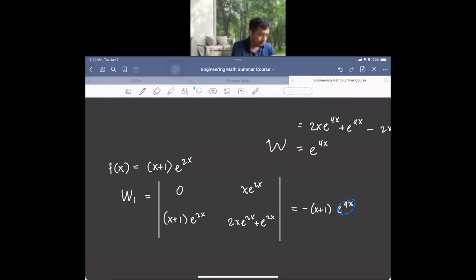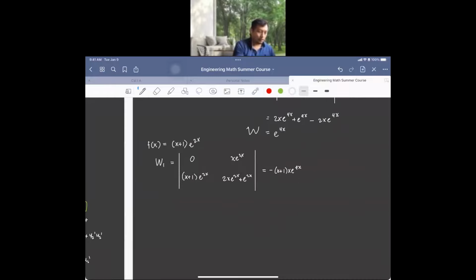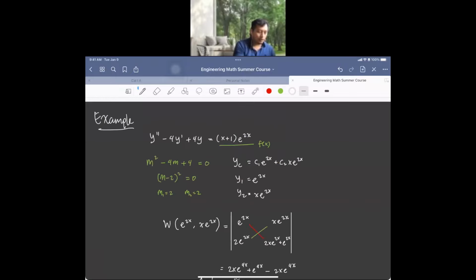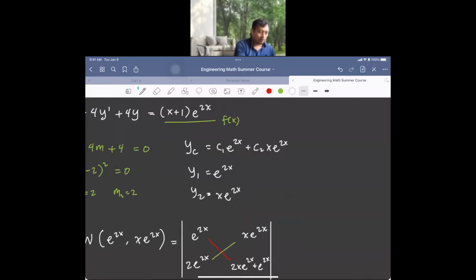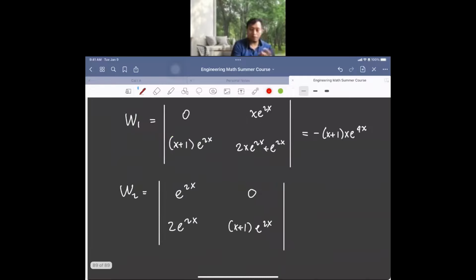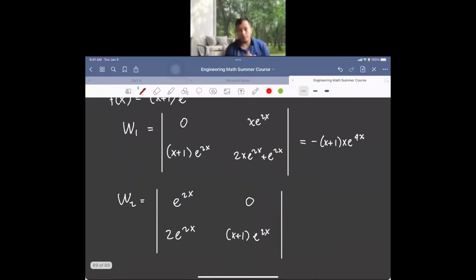And this will be minus x plus 1 e to the x. Oh, x, sorry. Forget x. Okay. And w2, sorry. This is e to x, 2e to x, 0, x plus 1, e to x. Notice that it doesn't matter which you choose. For example, if you switch this y1 and y2, the next Wronskian also switches, right? So it should be okay if you pick different y1 and y2.